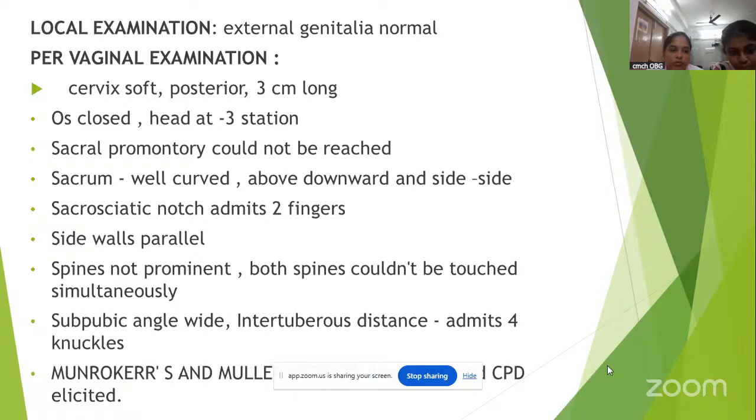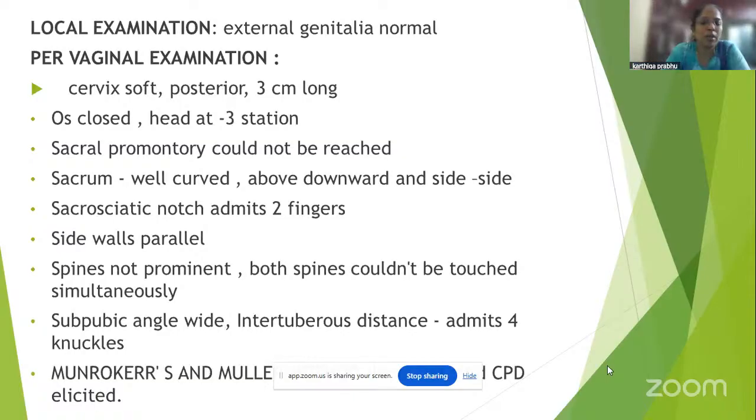Sacrosciatic notch admits 2 fingers. Side walls parallel. Spines not prominent. Both the spines could not be touched simultaneously. Subpubic arch wide, admits 2 fingers. And the intertuberous distance admits 4 knuckles. As per the Munro Kerr-Muller assessment, mild CPD was elicited, ma'am.